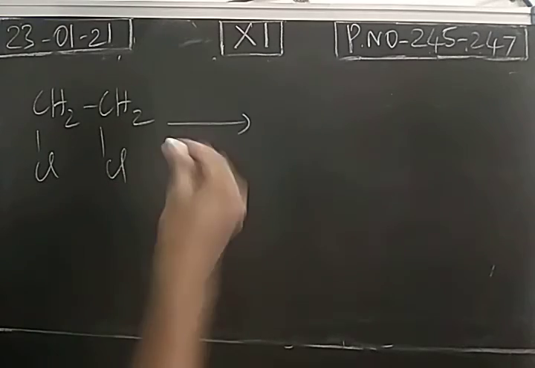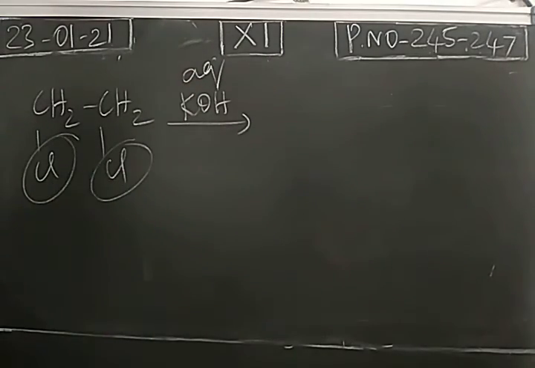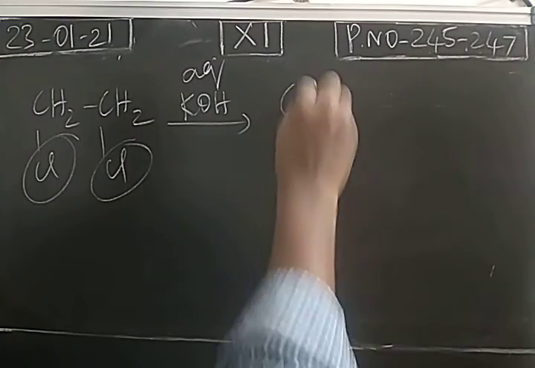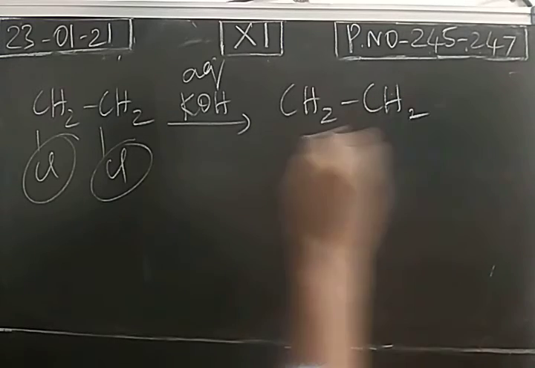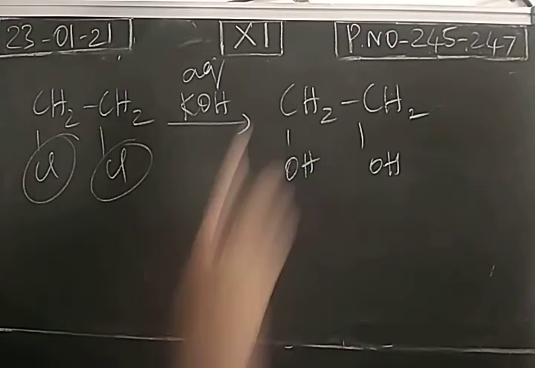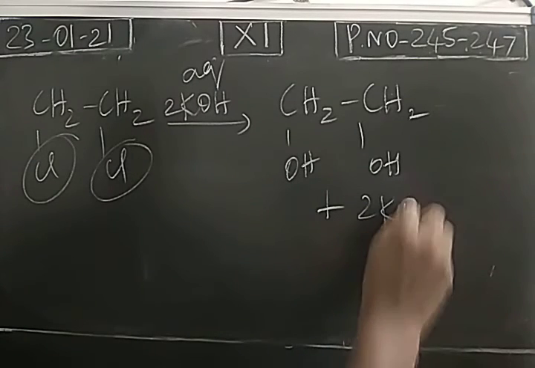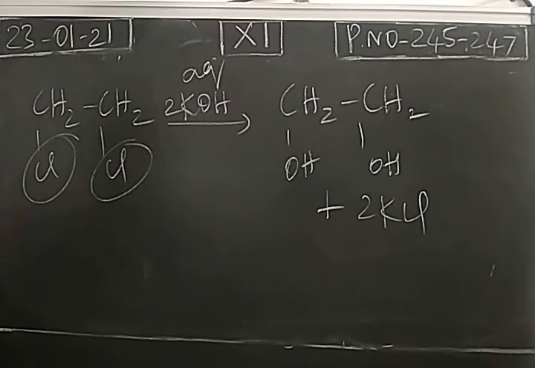When vicinal dihalide is treated with aqueous potassium hydroxide, both the halogen atoms will be replaced by OH. So we will get dihydric alcohol. This is an example of dihydric alcohol. Common name ethylene glycol or simply glycol, IUPAC name 1,2-ethane diol or ethane-1,2-diol. If we take 2 molecules of potassium hydroxide, 2 molecules of potassium chloride will be liberated.